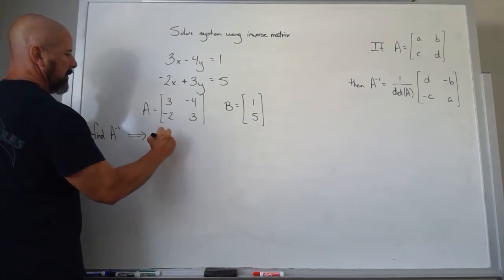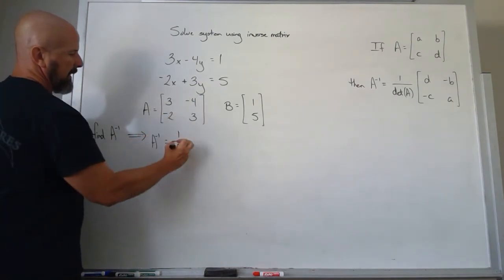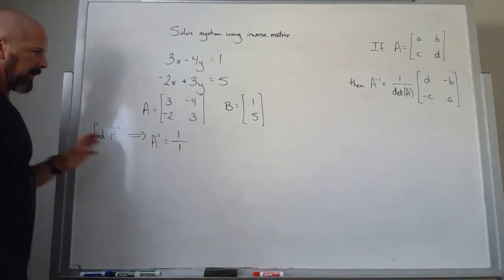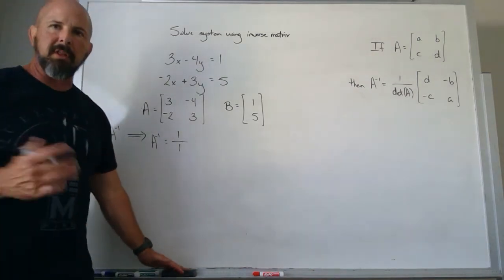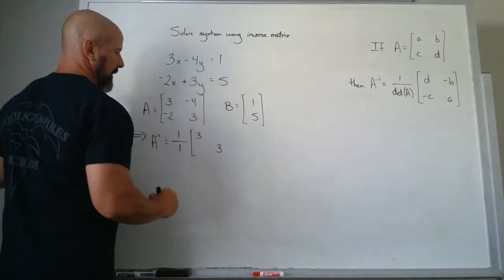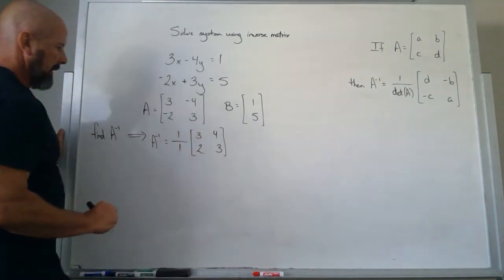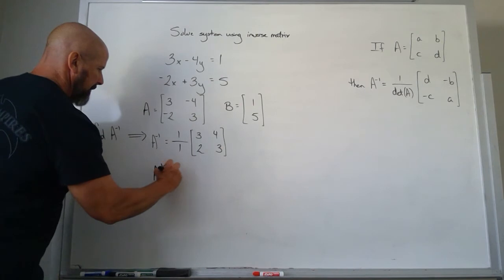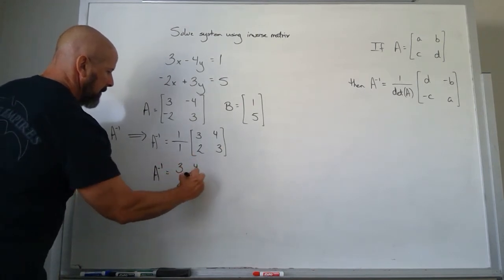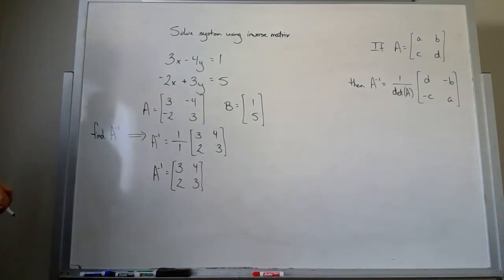So A inverse will equal 1 over the determinant. 9 minus 8 is 1. So in this case the determinant's 1, so we're not going to have to worry about distributing. But it's not always going to be 1. We saw that in the last ones we did. Whenever I flip these two, even though they're the same number, change the sign on the others. Then I distribute. A inverse would just be 3, 4, 2, 3. There's my inverse piece.